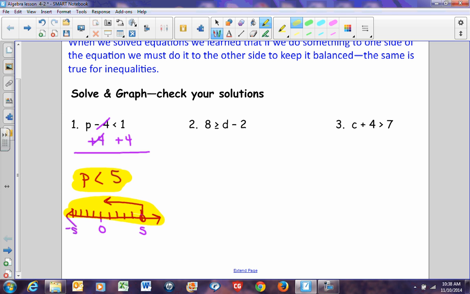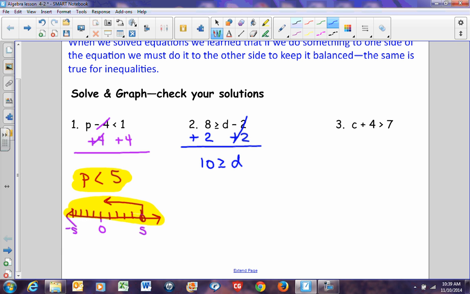Let's look at problem number 2 here. 8 is greater than or equal to D minus 2. 2 was subtracted from D. So the opposite of subtracting 2 is adding 2. We add 2 to this side, we must add 2 to this side. These two will cancel out. 8 plus 2 is 10, is greater than or equal to D.